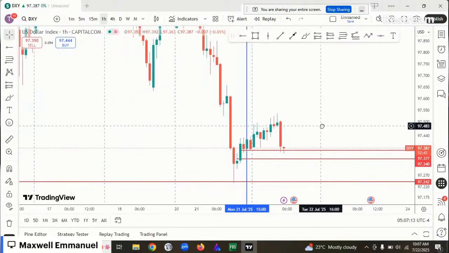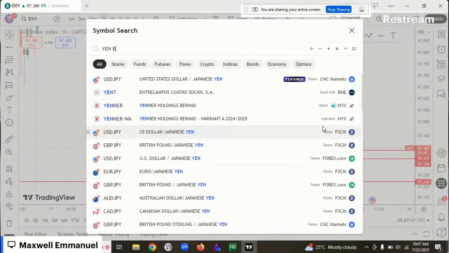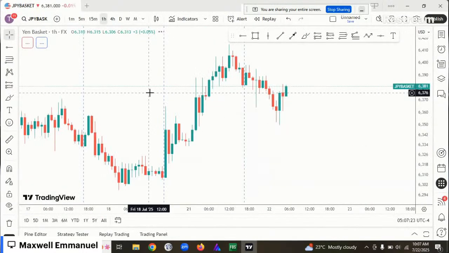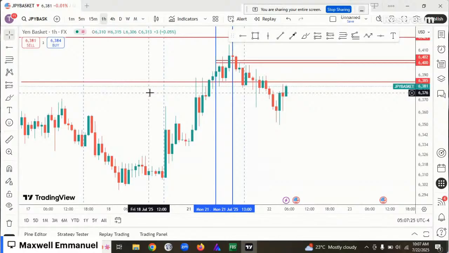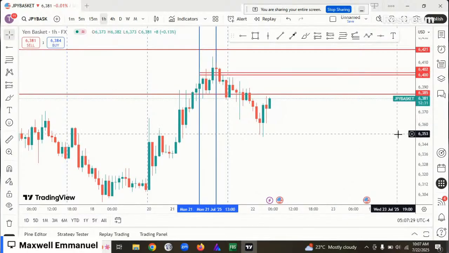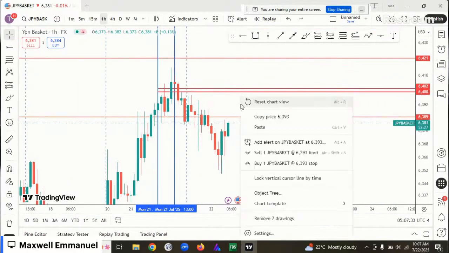So that's my take on the dollar. I'm bullish on the dollar today. Let's see the yen basket before we look at currency pairs, because we're mostly trading US dollar pairs and JPY pairs. Most of us, those are the pairs we trade. So we need to know the strength of the yen and also the strength of the dollar before we take any trade on currency pairs.